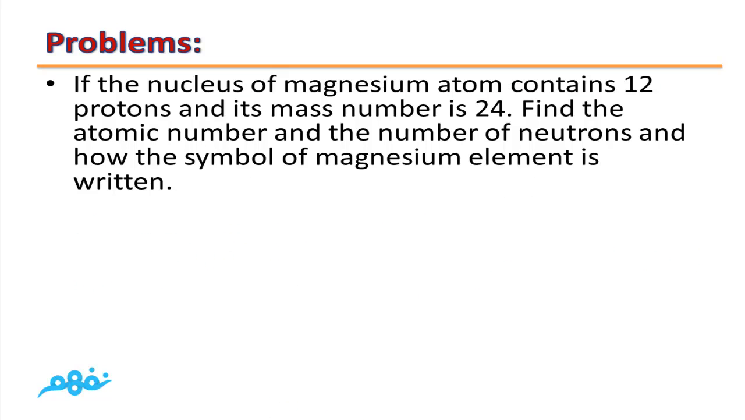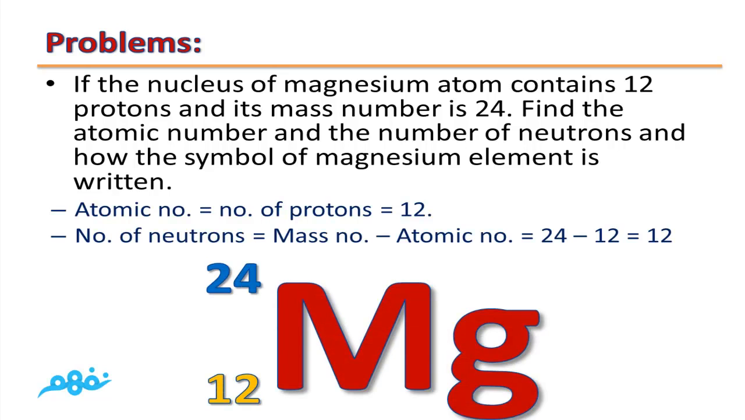Another one. If the nucleus of a magnesium atom contains 12 protons and its mass number is 24, find the atomic number and the number of neutrons and how the symbol of magnesium element is written. Atomic number equals number of protons equals 12. Number of neutrons is equal to mass number minus atomic number, equals 24 minus 12, equals 12.